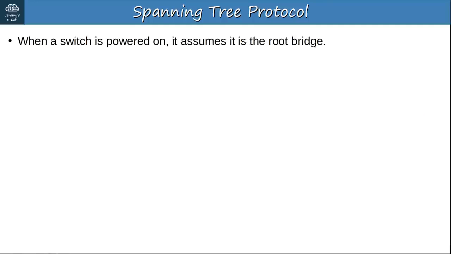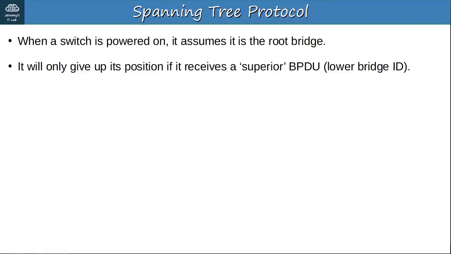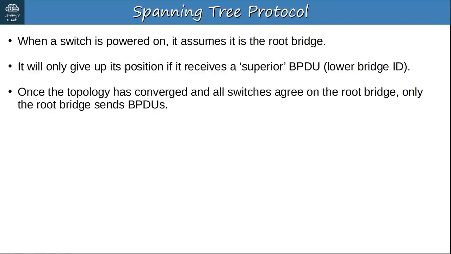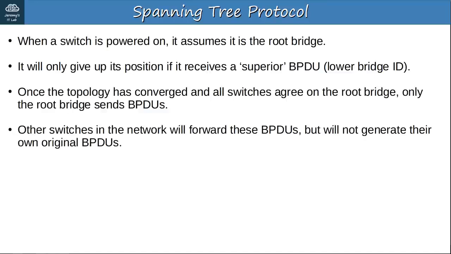Okay, just a few more points about the root bridge. When a switch is powered on, it assumes it is the root bridge. It will only give up its position if it receives a superior BPDU, and superior means a BPDU from a switch with a lower bridge ID. Once the topology has converged, and all switches agree on the root bridge, only the root bridge sends BPDUs. The reason all switches send BPDUs at first is because they all think they are the root bridge. Other switches in the network will forward BPDUs from the root bridge, but they will not generate their own original BPDUs.